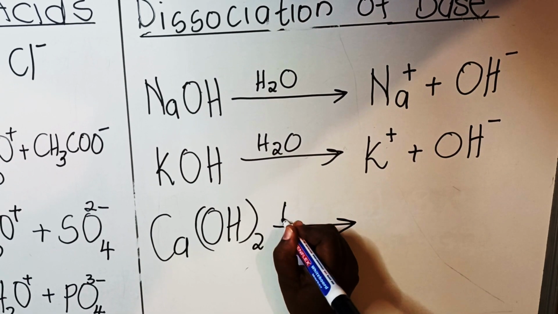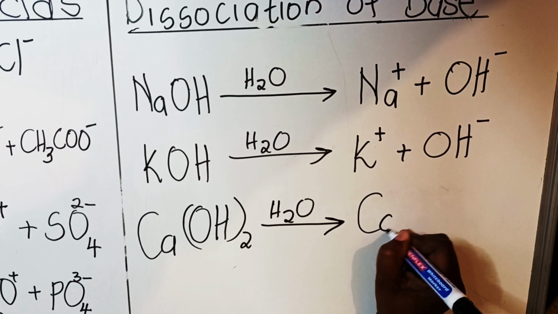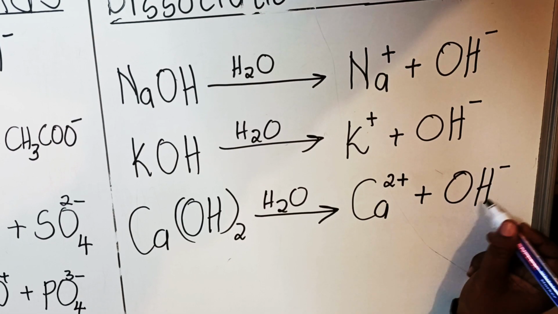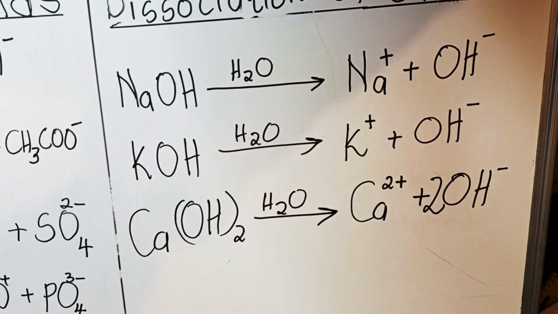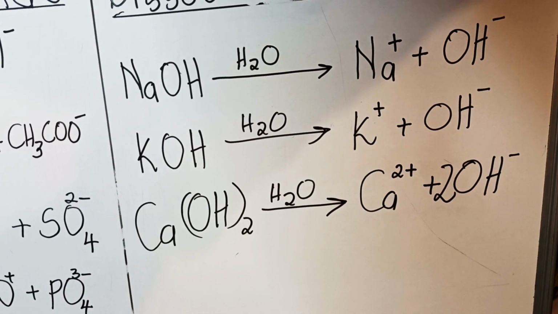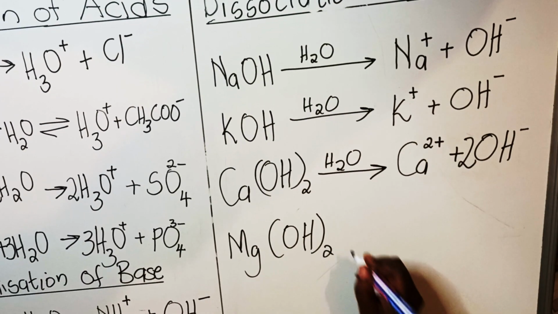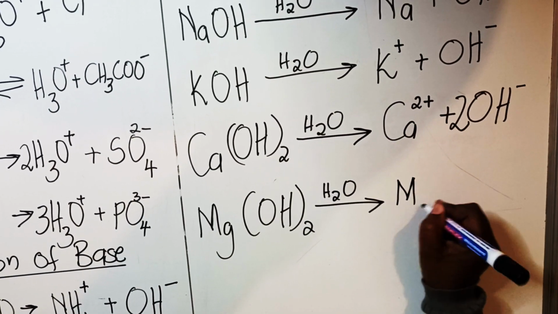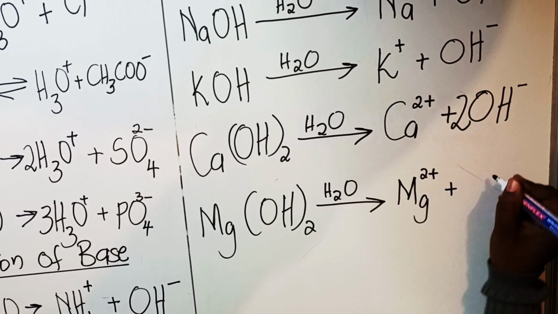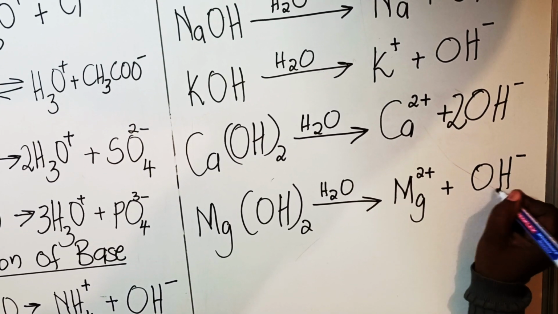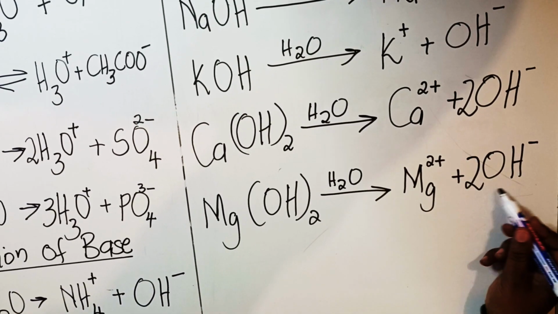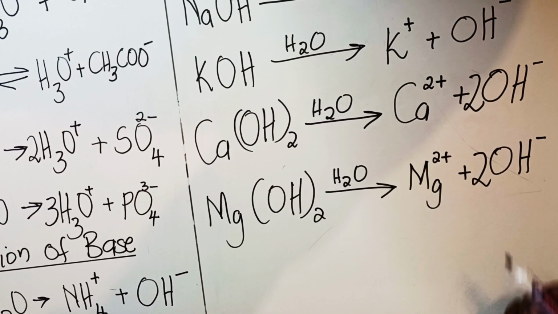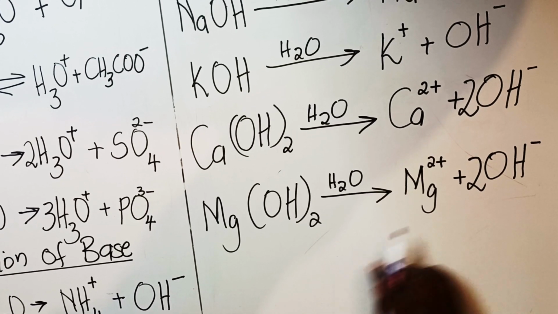Then when it dissociates in water, it will form calcium 2 plus and hydroxide. But how many hydroxide ions do I need? I need 2. So it will be balanced like that. Let's look at the last example. Right, magnesium hydroxide will dissociate in water to form magnesium ions, which will be 2 plus, and hydroxide ions. You'll get 2 hydroxide ions because of the 2. There were 2 of them, so when it dissociates, there are going to be 2 of them. So when it's balanced, it should be written like this.